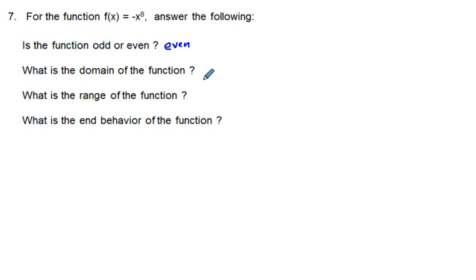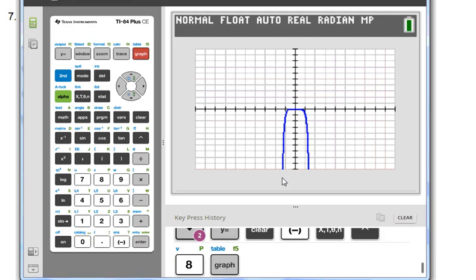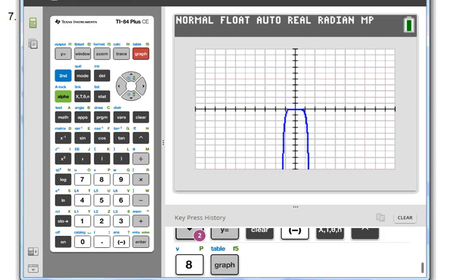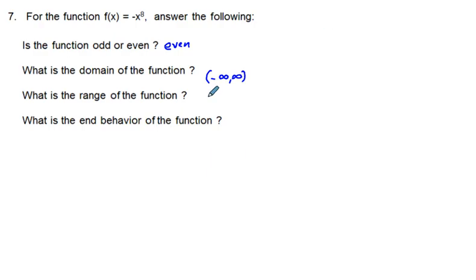What is the domain of the function? Well, the domain of the function is the same as it is for any polynomial function, which is all real numbers, greater than negative infinity, less than infinity. What is the range of the function? Well, the function goes from negative infinity up to and including 0. So our range is going to be greater than negative infinity up to 0 and including. So we box that off.